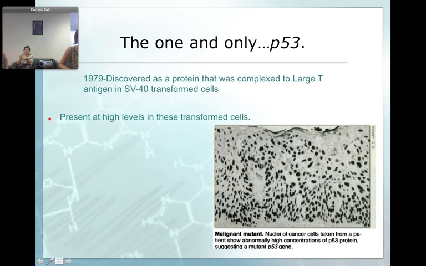Okay. And they found that this protein, P53, was found at very high levels in transformed cells. So here are the malignant nuclei. These are cancer cells from a patient, and they stained them for P53, and you see that the nuclei of these cells just turn black, right? So there was a ton of this P53 protein in there.